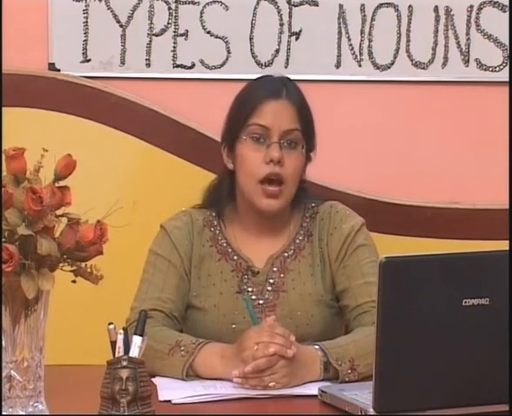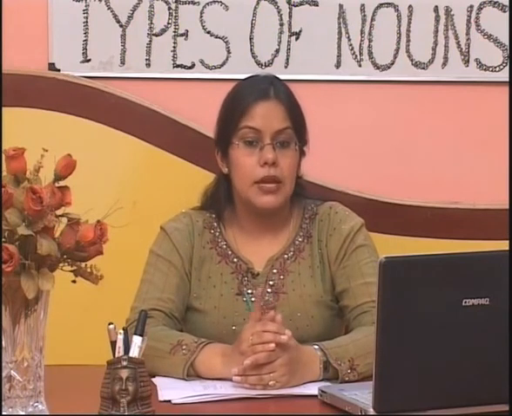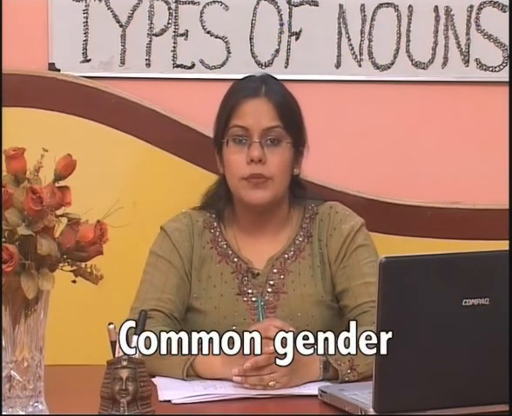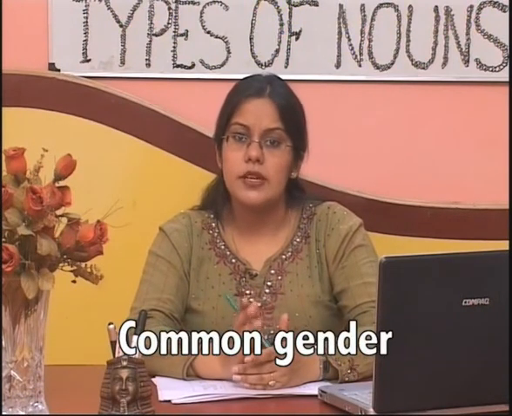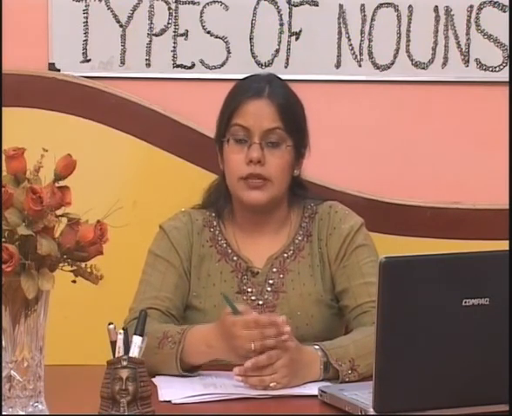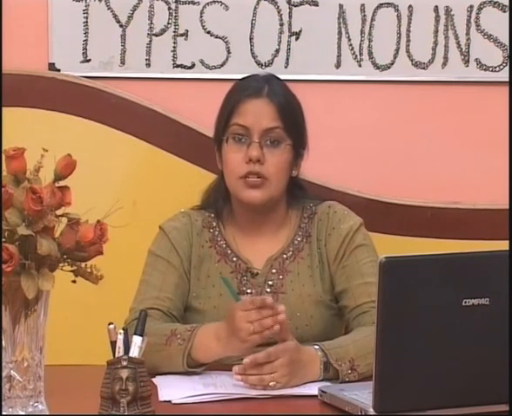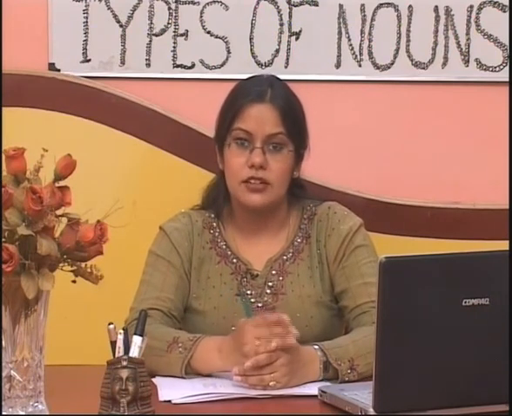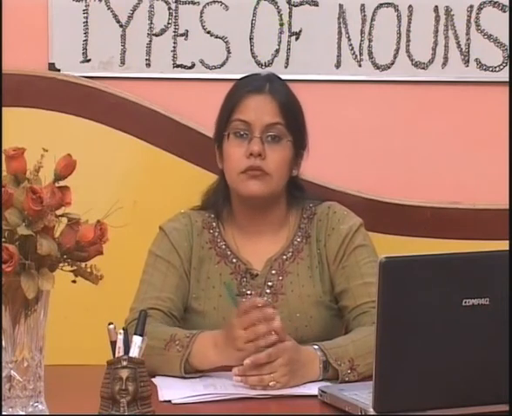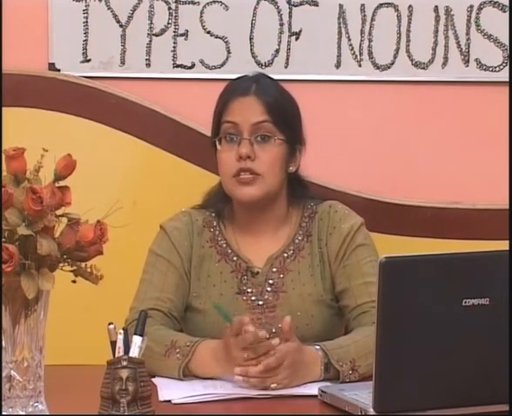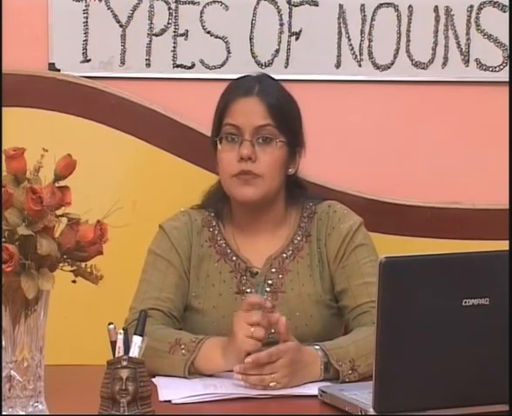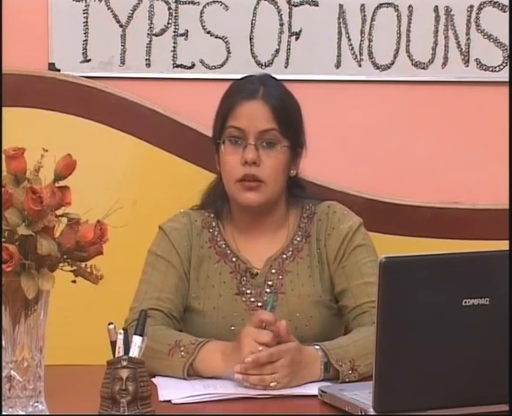Next, a noun that denotes either a male or a female is said to be of common gender. So there is a noun which can either be a female or a male. It can be both. So you denote it in the common gender. For example, child. When you just say child, you cannot say whether it's a girl or a boy. So the word child comes as a common gender.